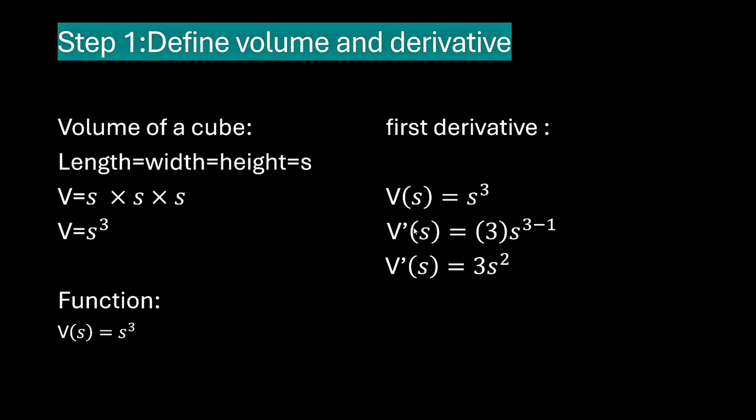In this context, we are looking at how fast the volume V changes as the side length s changes. Starting with our function V(s) equal to s powered by 3, using the power rule of differentiation, we can find V prime of s. The resulting first derivative is V prime of s equal to 3s powered by 2.